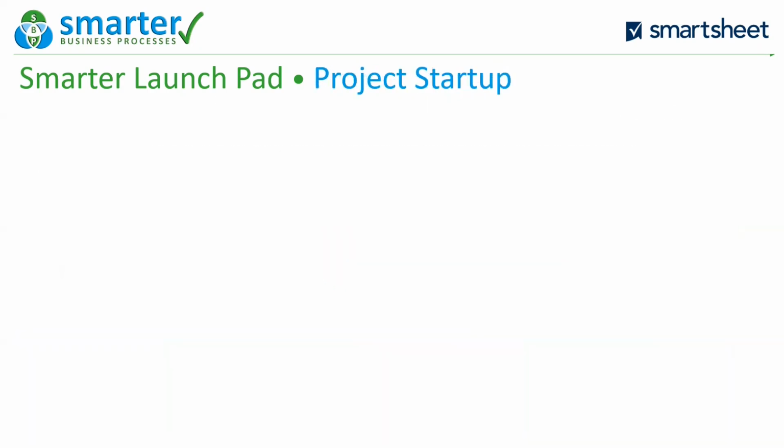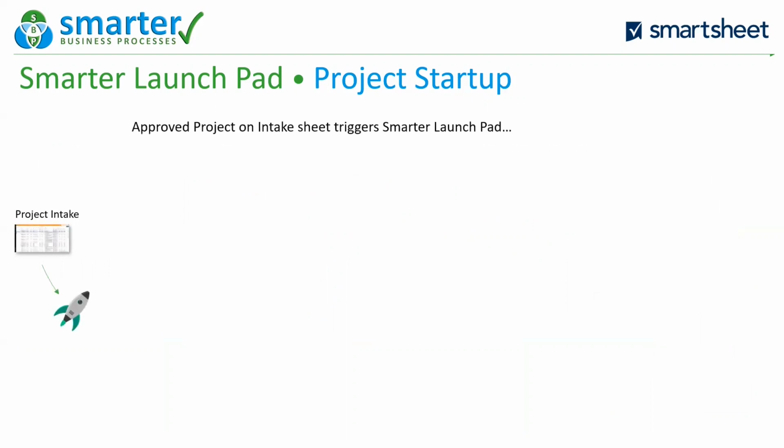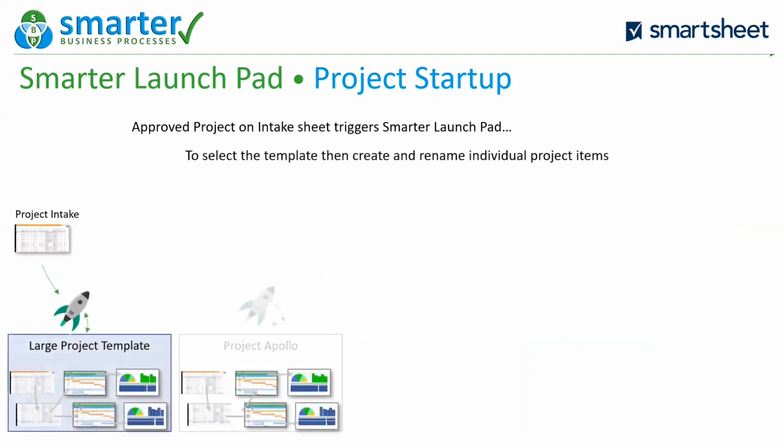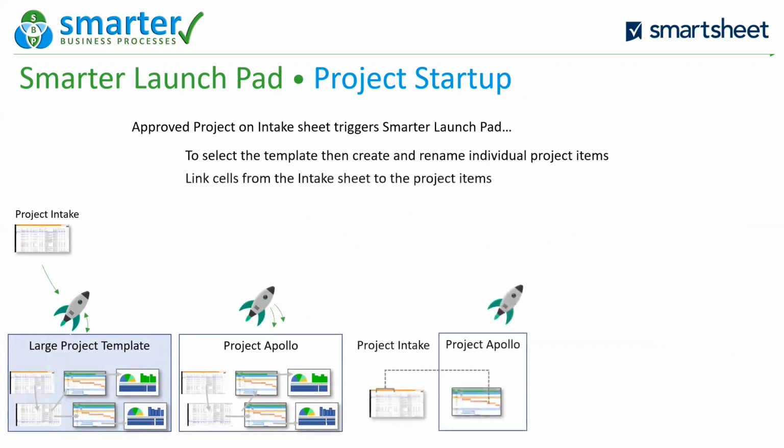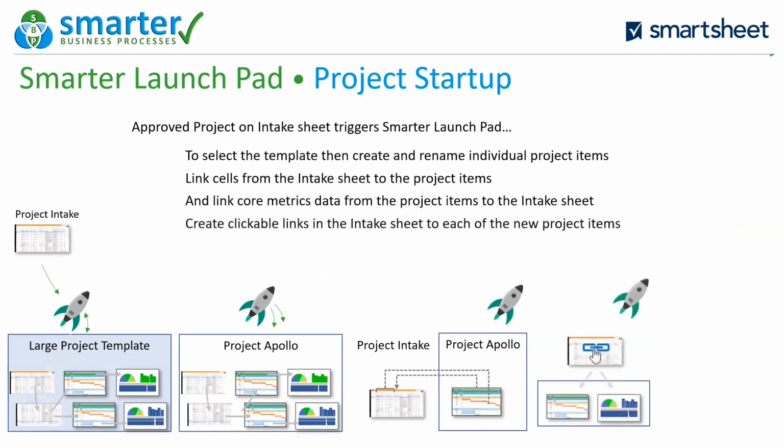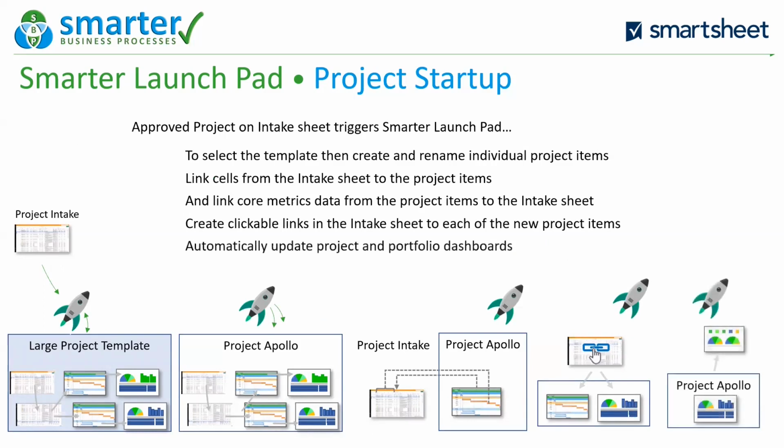For one last example with a bit more detail before we demo Smarter Launchpad, let's look at a project startup. An approved project on the intake sheet triggers Smarter Launchpad to select the template and then create and rename individual project items, link cells from the intake sheet to the project items, and link core metrics data from the project items to the intake sheet. Create clickable links in the intake sheet to each of the new project items, and automatically update project and portfolio dashboards. So, I'm now going to hand over to Debbie, our Chief Smartsheet Solutions Officer, to demonstrate.